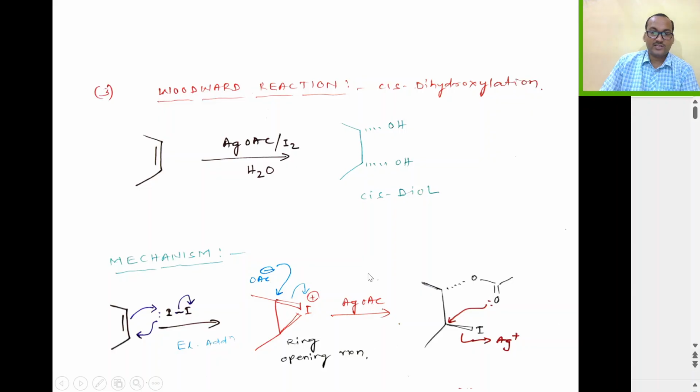And we have in the reaction medium silver acetate, so OAc minus will act as nucleophile. It will attack to this carbon, and this carbon-iodine bond will break on this I plus. So as a result, you end up with this intermediate. So once you get this, the oxygen lone pair here will attack to this carbon, and here you will have an anchimeric assistance by silver plus. So this iodine will be eliminated.